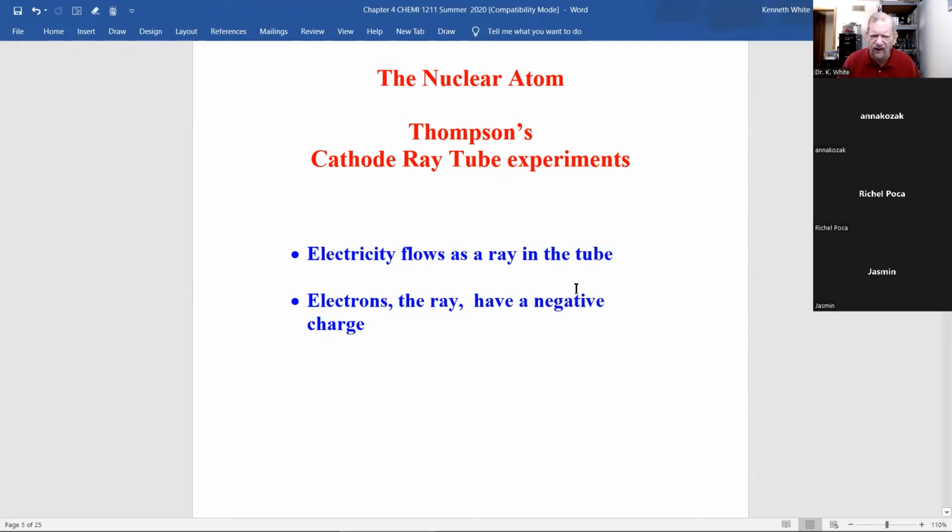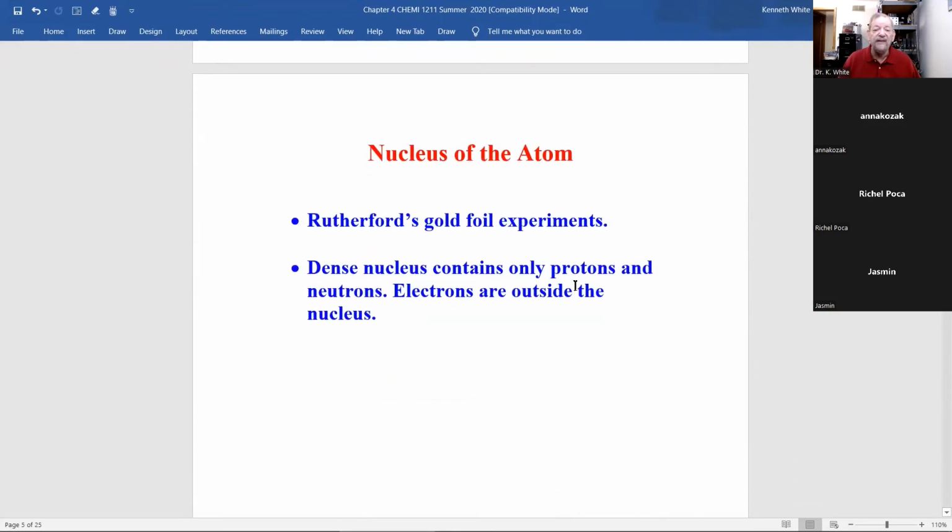What about the rest of the stuff? Well, where are the protons and neutrons? They're in the nucleus of an atom. And the nucleus is the center of the atom. And the nucleus, how did they find out about it? Well, Rutherford's gold foil experiments.